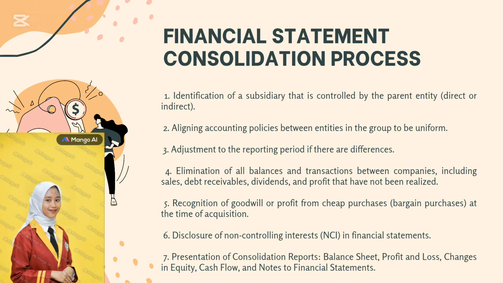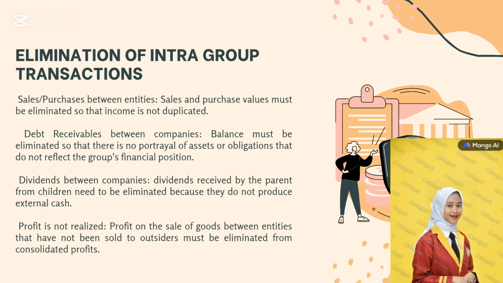Point 6: Disclosure of non-controlling interests, NCI, in the financial statements. Point 7: Presentation of consolidated statements: balance sheet, income statement, changes in equity, cash flows, and notes to the financial statements. Elimination of intragroup transactions: sales and purchases between entities. Sales and purchase values must be eliminated to avoid duplication of income.